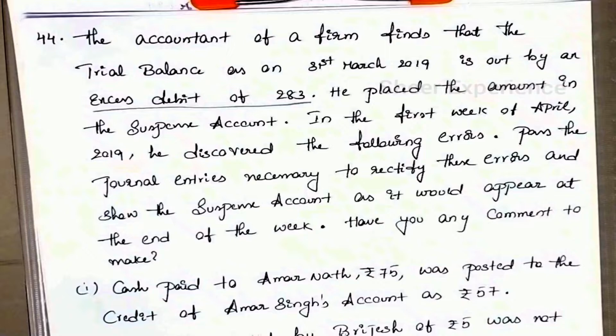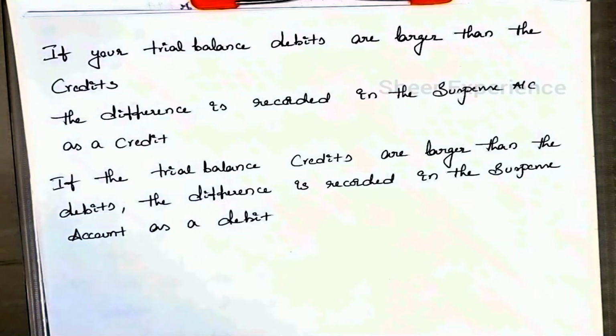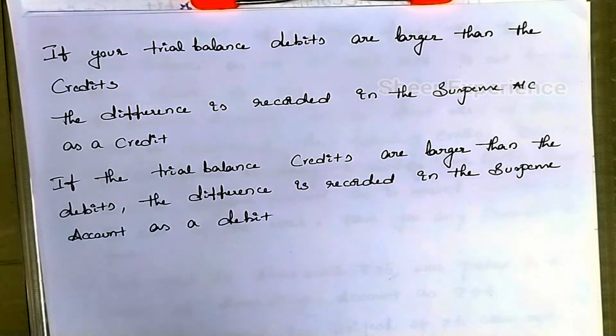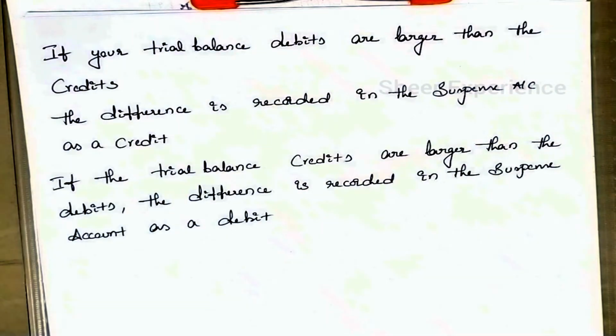This excess debit of 283 is placed under suspense account temporarily. Whenever we get excess debit or excess credit after preparing the trial balance, we should always keep in mind that if the trial balance debits are larger than credits, the difference is recorded in the suspense account as a credit. If the trial balance credits are larger than debits, then the difference amount is recorded in the suspense account as a debit. We will understand this point while preparing the suspense account.